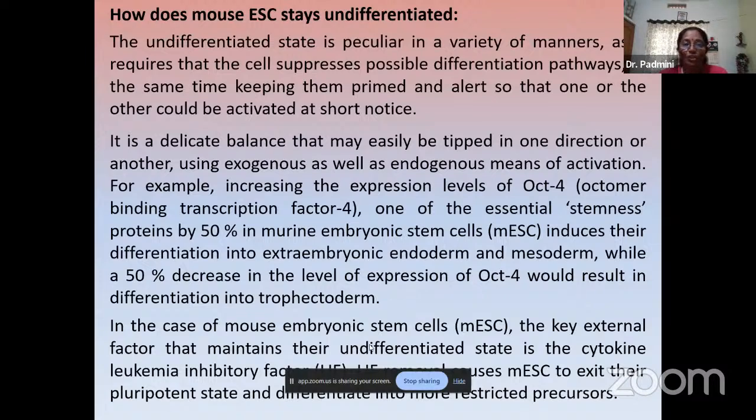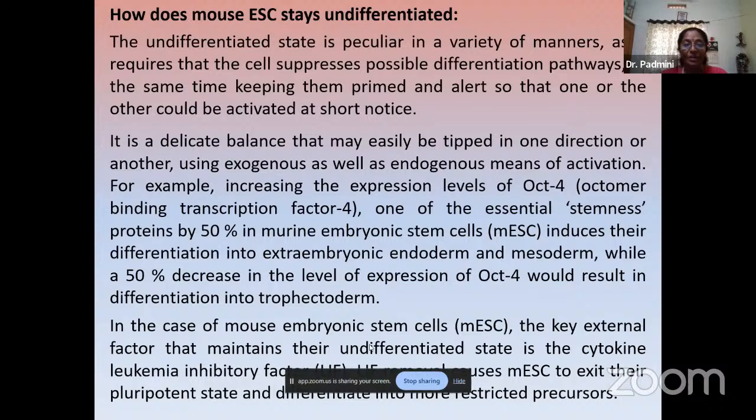So using exogenous as well as endogenous means of activation, for example, increasing the expression levels of OCT4, that is the octamer binding transcription factor, one of the essential stemness proteins, by 50% in murine embryonic stem cells induces differentiation into extra embryonic endoderm and mesoderm, while a 50% decrease in the level of expression of OCT4 would result in differentiation into trophectoderm.